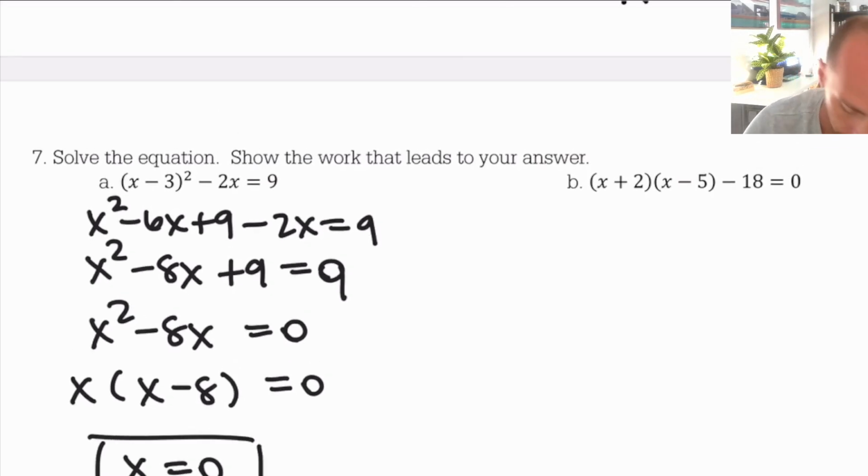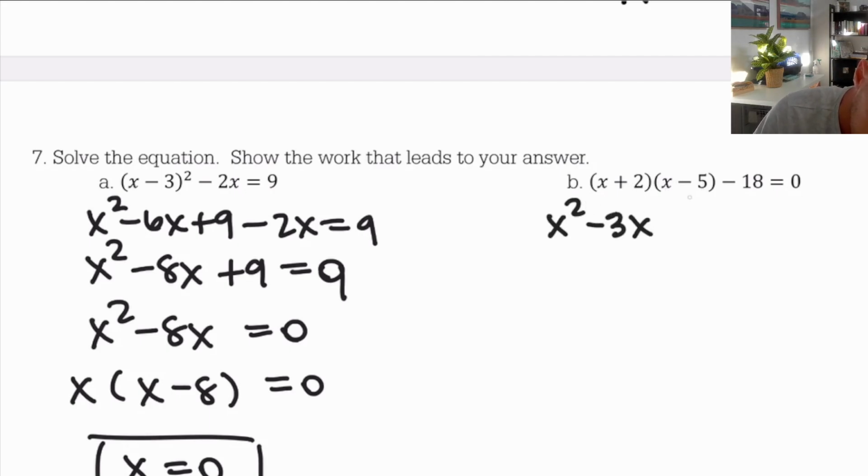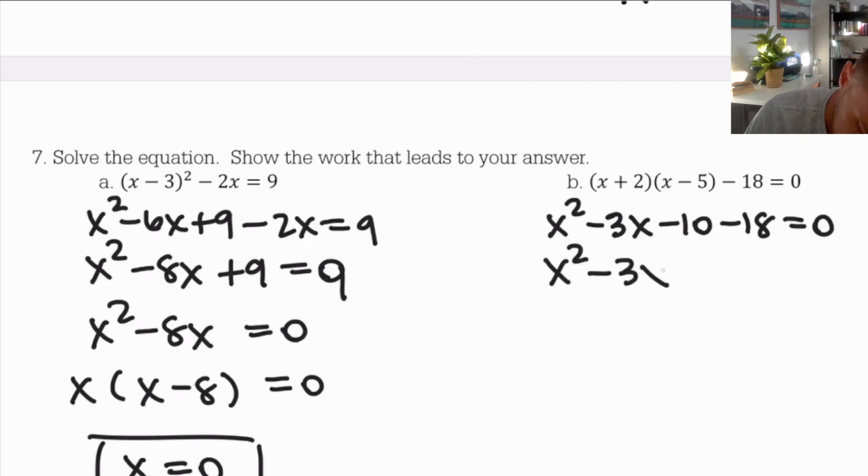Okay, this next one here, I'm going to do the distribution. So x plus 2, x minus 5. I'm going to have an x squared. 2 minus 5 is negative 3x, and 2 times negative 5 is negative 10. Okay, so combining some terms, negative 10 and negative 18 would be negative 28.